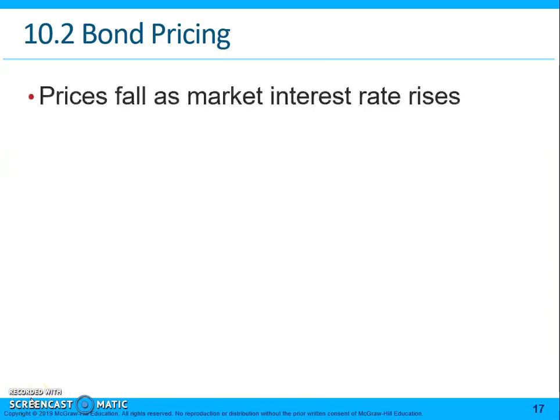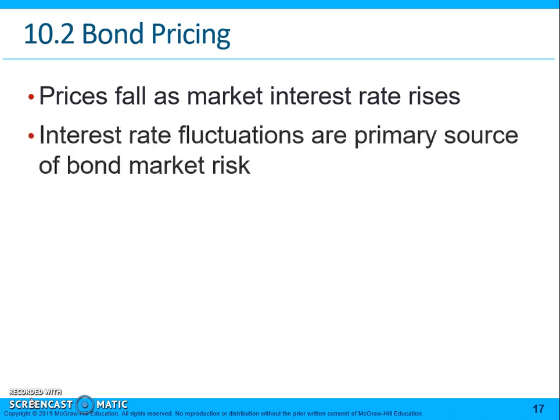More on bond pricing. Prices fall as interest rates rise. Prices are going to increase as interest rates fall. The inverse relationship. Interest rate fluctuations are the primary source of bond market risk. For example, the Fed's recent interest rate increases over the past couple of years have certainly increased rates in the short to intermediate term. This has created uncertainty in the bond market.